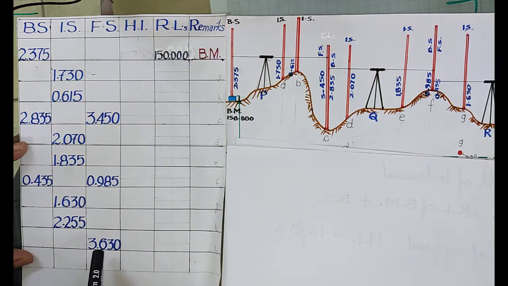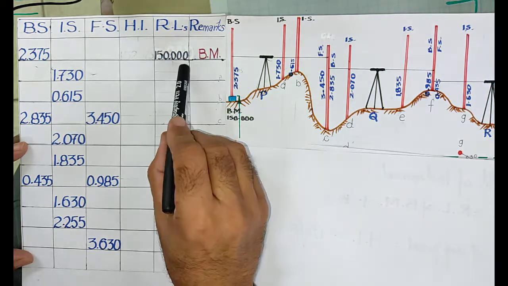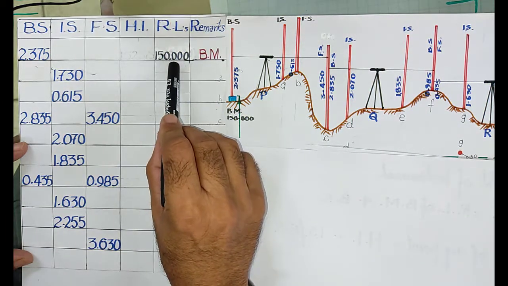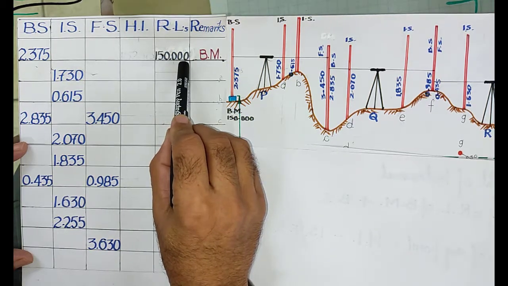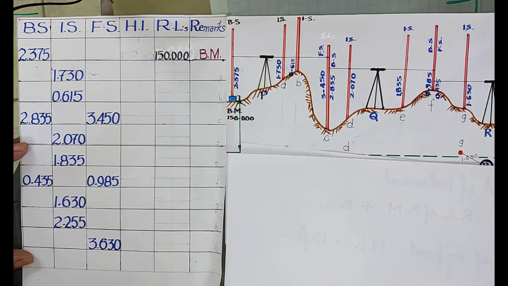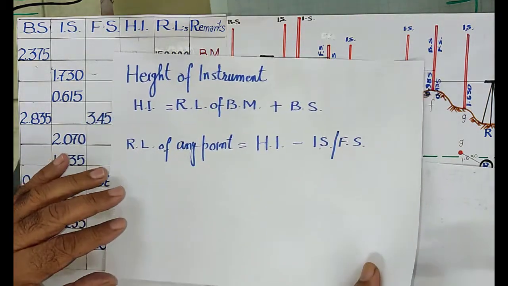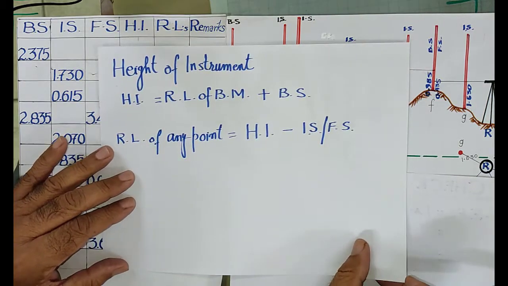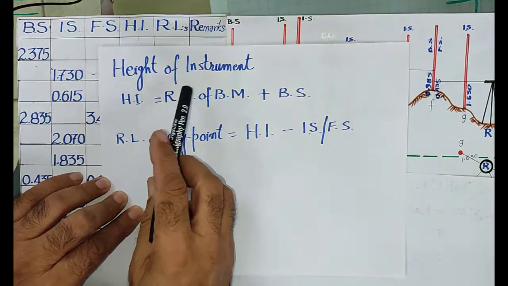Now we are going to calculate the reduced levels of the various points. So the reduced level of the benchmark was given as 150.000. You know very well the height of instrument is given by this formula. Now this is the new formula I'm going to introduce. This method is the height of instrument method.